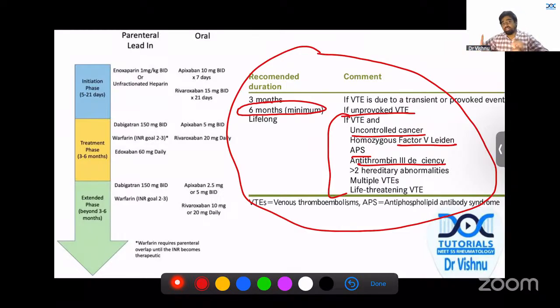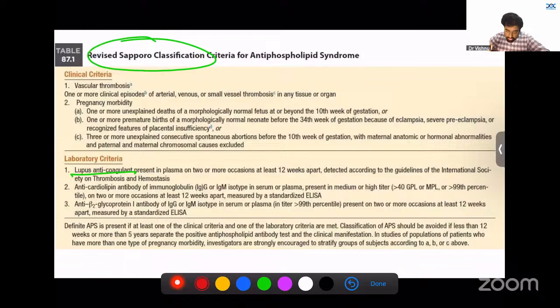Longer duration is needed in certain groups, like whenever there is pregnancy-associated VTE, cancer-associated VTE, unusual site thrombosis, recurrent multiple thromboses occurring, or persistent risk factors like prothrombotic states and thrombophilias. Then you have to give prolonged anticoagulation. That is what the guidelines say in general. But even if these were there, then you could have considered the lifelong option, but they are not there here. Yeah, so the revised Sapporo classification criteria are very important.